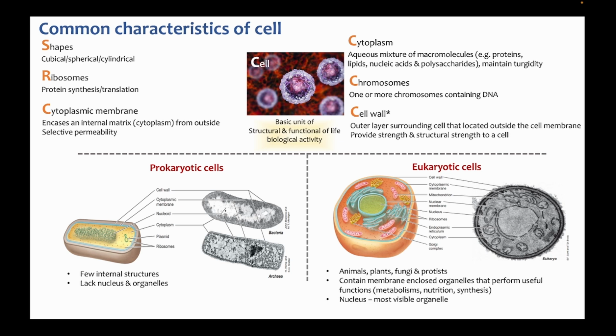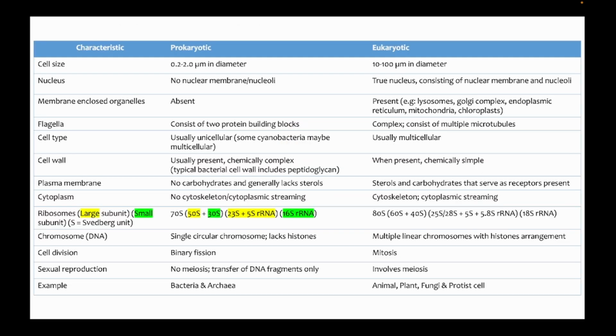Here you can see the definition of unicellular, consisting of only a single cell, and multicellular, consisting of numerous cells. So these are the general differences between prokaryotes and eukaryotes. First, eukaryotes are larger, and eukaryotes have a true nucleus. Then they have organelles, and usually the cell wall is more prominent in prokaryotes.